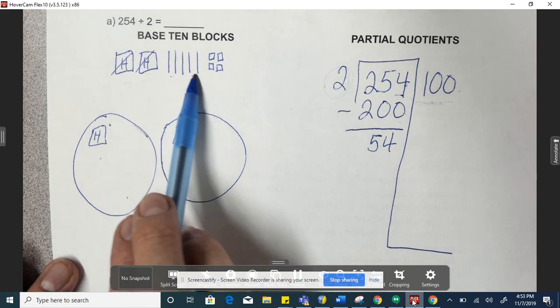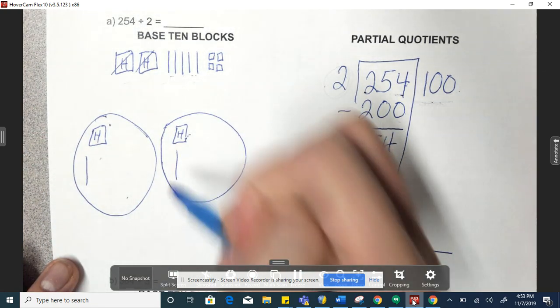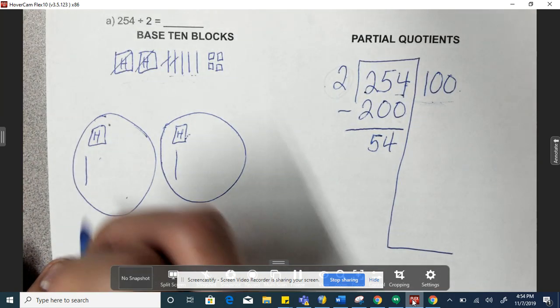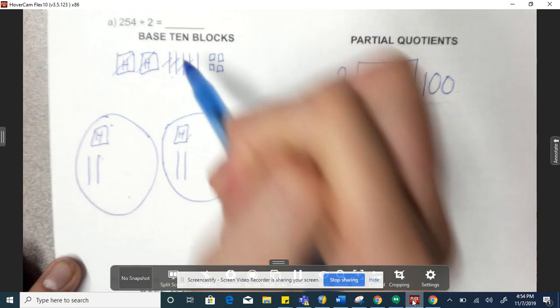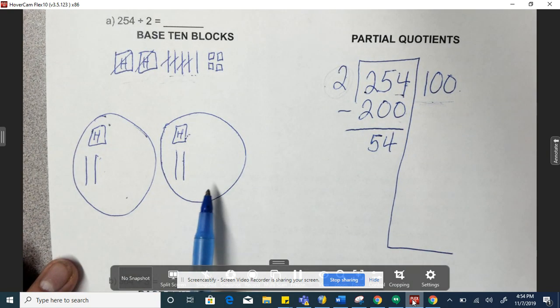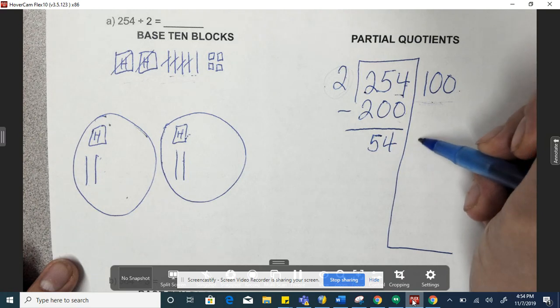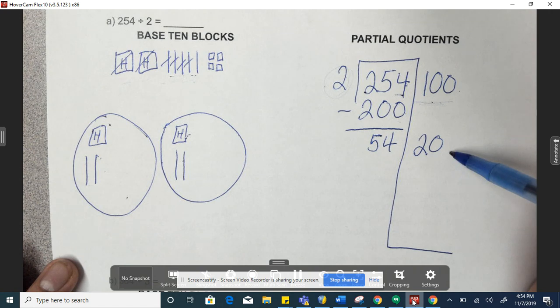We're going to distribute the tens. I'm going to give the first group 1 ten, the second group 1 ten, and I'm going to cross 2 tens out because I've used them. Oh, I still have 3 tens left, so I can keep distributing. I'm going to put 1 ten in the first group, a second ten in the second group, and cross 2 more tens out. Well, I don't have enough tens to distribute them evenly, so I'm going to stop here. I see that in each group, I have 2 tens or 20. So I'm going to put 20 over here because each group is getting 20.